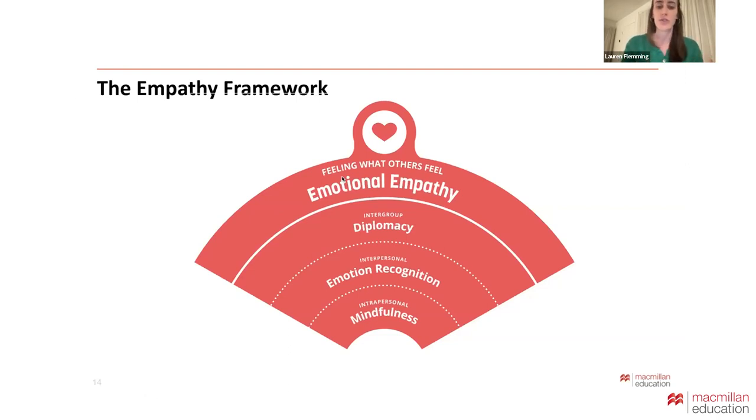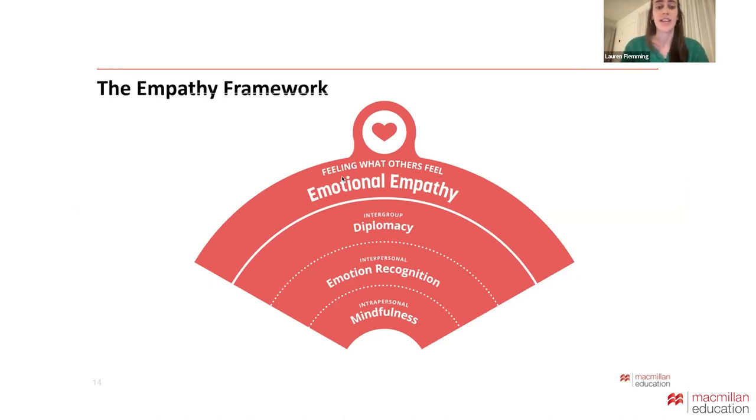At the interpersonal level, emotion recognition means recognizing the mood, feelings, or emotions of another person, which is a crucial prerequisite for being able to show an appropriate emotional response to support or help others. Again, that idea of supporting, connecting, and helping others.